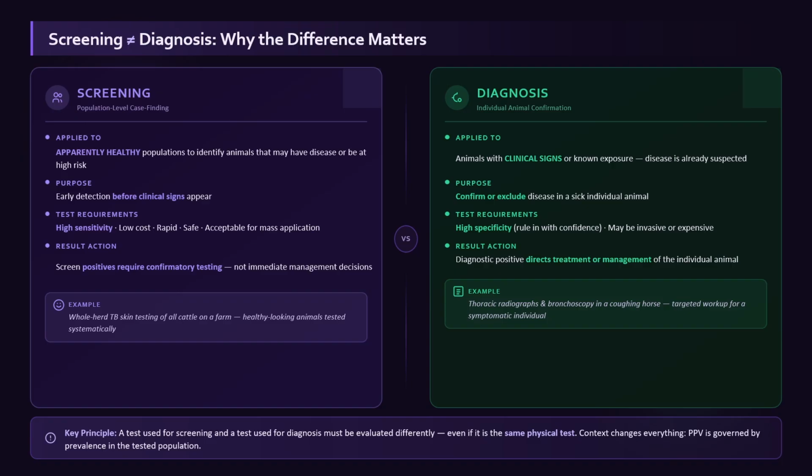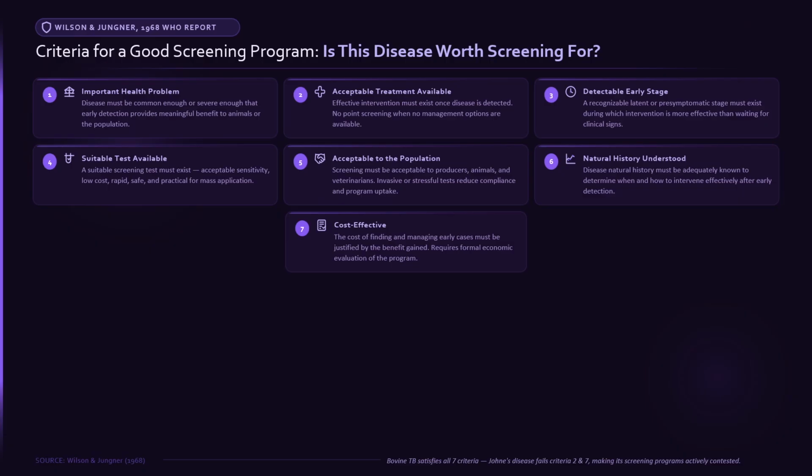That's where Wilson and Jungner come in. In 1968, Wilson and Jungner wrote a landmark report for the World Health Organization spelling out when a condition is actually worth screening for. Almost 60 years later, this is still the framework your boards expect you to know and apply. The original list ran to 10 points, but they distilled down to the 7 core criteria on the screen. Let's walk through them.